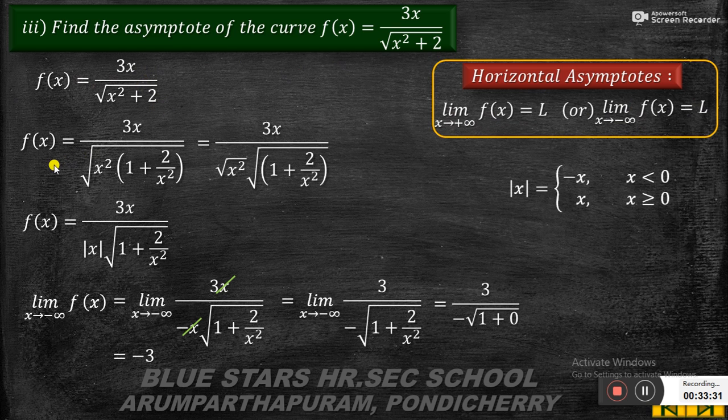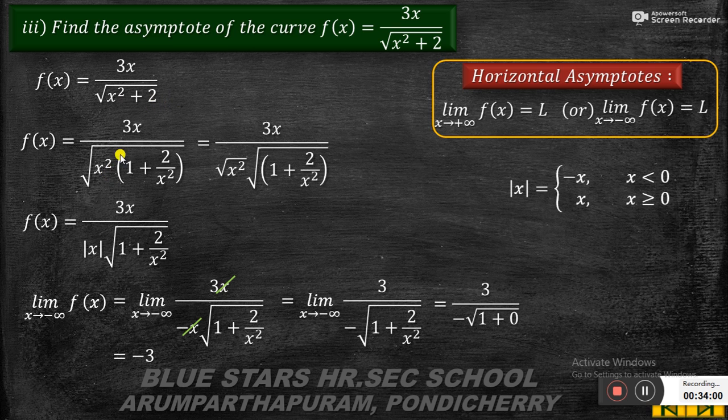So in the next step I write f of x equal to 3x by, I take the 1 in the denominator, I take the x square from the outside, so I write x square from this term, so x square into 1 plus the second term. I take the x square from this term, but the second term has no x square, so I write x square plus 2 into x square by x square. So I take the x square from these two terms.